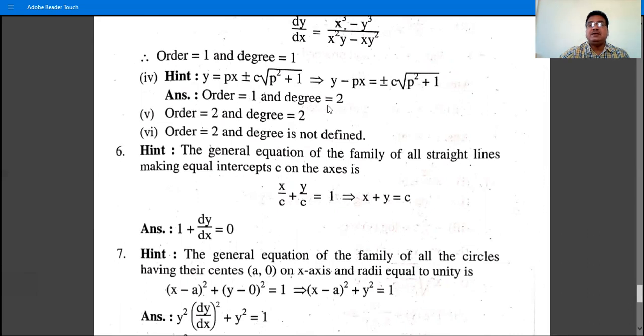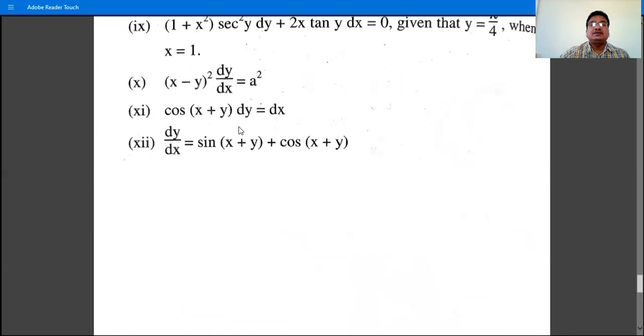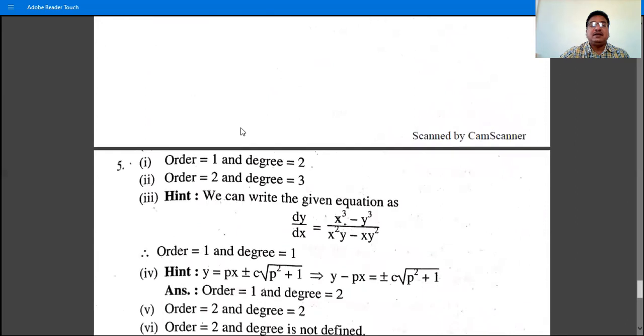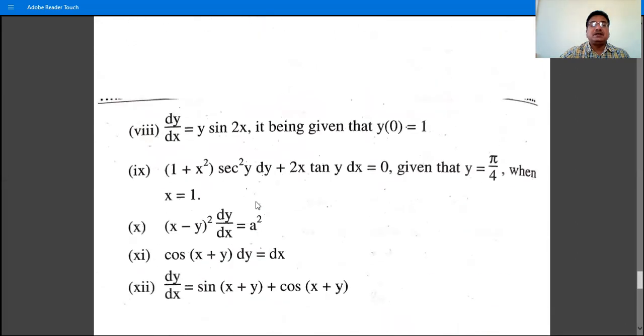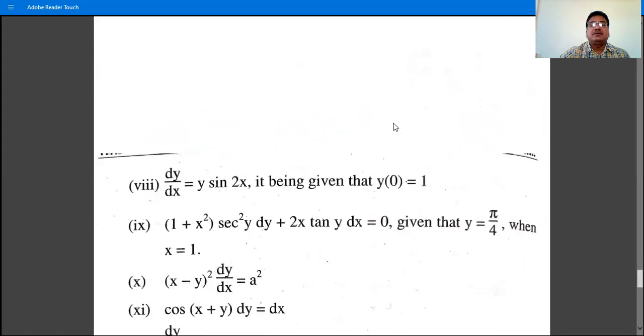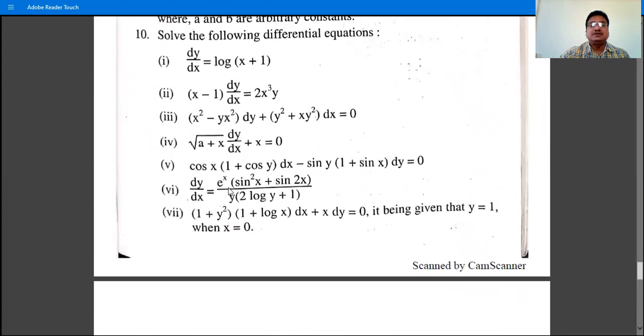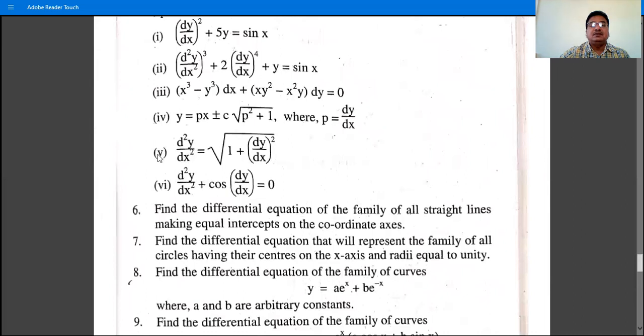So order is 1 and degree is 2, because p means dy by dx whole square. So our degree is 2. Similarly, the next example: order is 2, degree is 2. The next example, order is 2 and degree is 2. Observe this example.